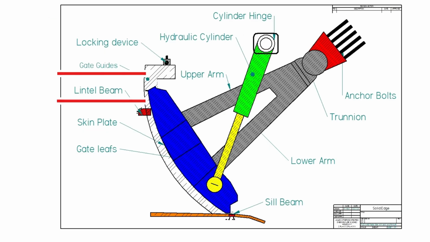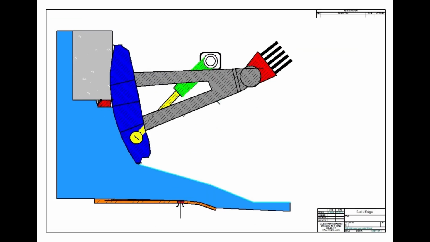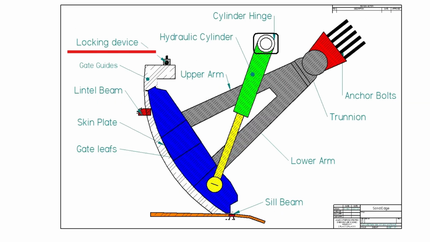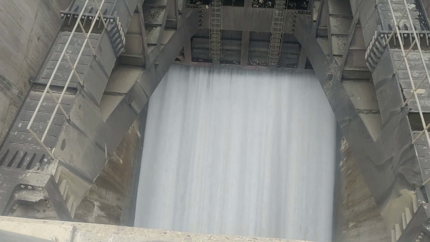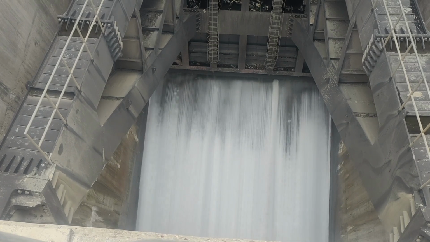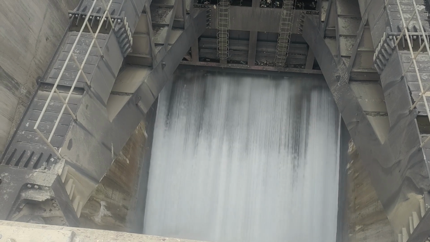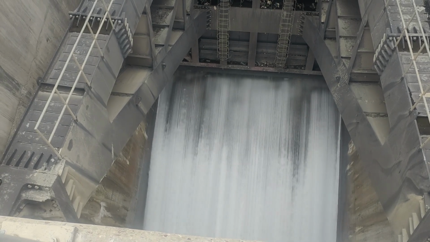7. Gate guides and lintel beam. Gate guides are vertical tracks that keep the gate aligned as it moves up and down. The lintel beam, positioned above the gate, ensures proper top sealing for smooth operation. 8. Locking device. The locking device secures the gate in position when it is fully closed, preventing unwanted movement due to water pressure or vibrations. Each of these components works together, making the radial gate a robust and efficient system for water control.